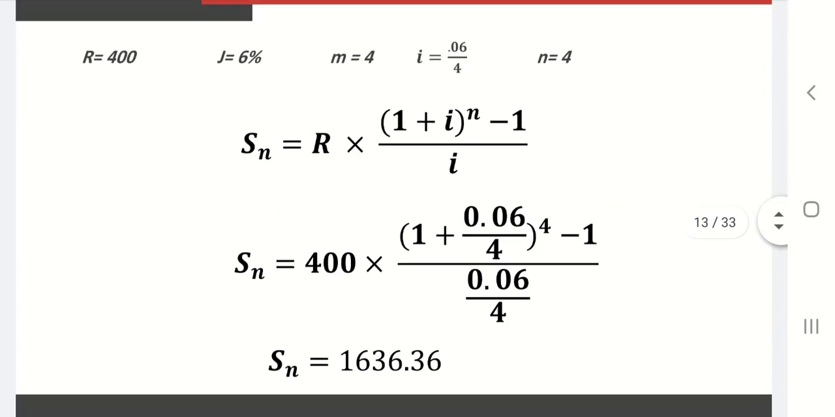We will get S sub n from the formula, S sub n equal R times 1 plus I to power n minus 1 over I. By substituting for R equal 400, for I equal 1.5%, and for n equal 4, S sub n will be equal 1636.